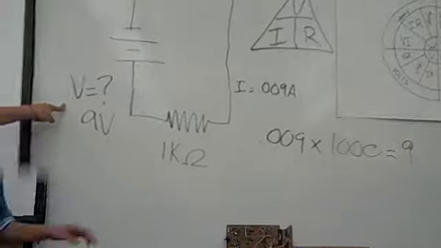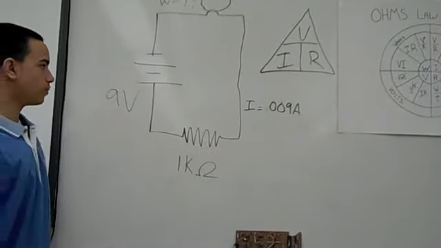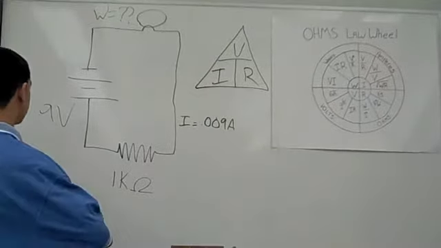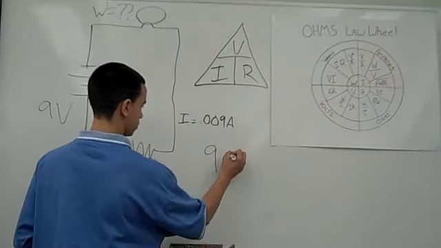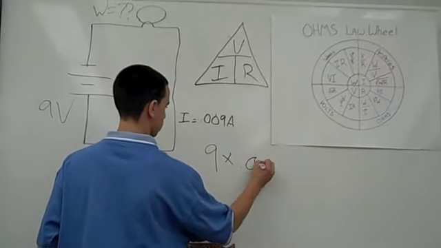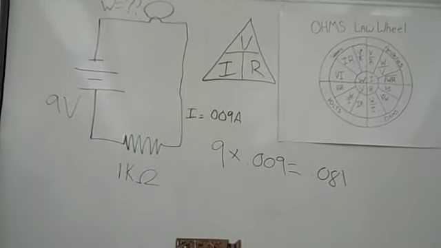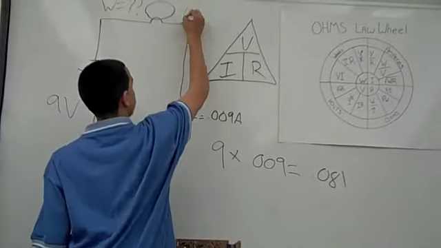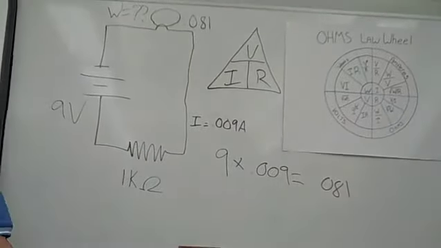Now we're looking for the wattage for the light bulb. When we come over here, we do voltage times current. So we do 9, which is the voltage, times the current, which gives the wattage, 0.081. And that's how the Ohm's Law wheel works.